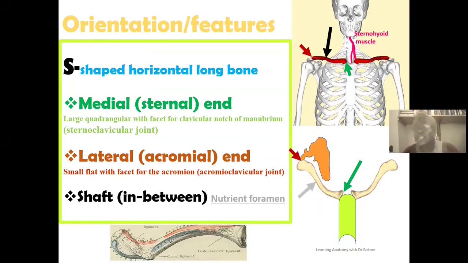It's also important for us to add that there is a nutrient foramen in the shaft of the clavicle. If you try to use this image down here, this is where we have the nutrient foramen, arrowed at this point. This nutrient foramen creates the accommodation site for the nutrient artery of the clavicle.